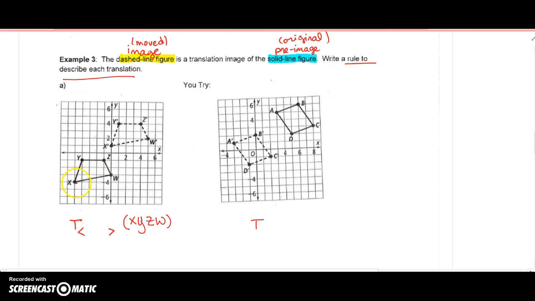So I'm going to pick any point on my solid figure. I'm going to pick W because I want to. And then I'm just going to see how many over and how many up I have to go to land on its corresponding point, W prime. So here we go. 1, 2, 3, 4, 5 over. So I'm going to write a 5. And by the way, this angle bracket with the 5 is a subscript if I had been typing this. And then I'm going 1, 2, 3, 4, 5 up as well. So I'll give you just a second to try. Please pause the video and then come back.